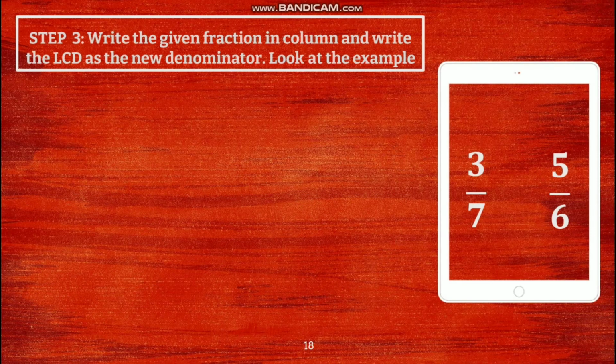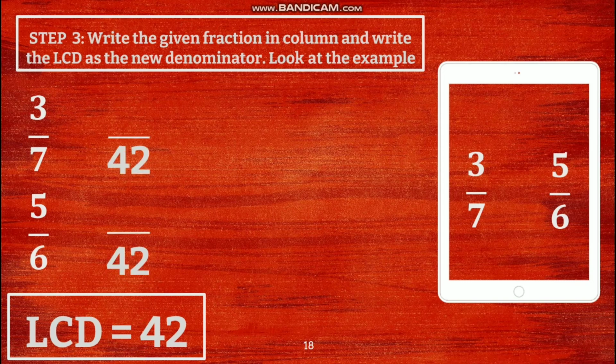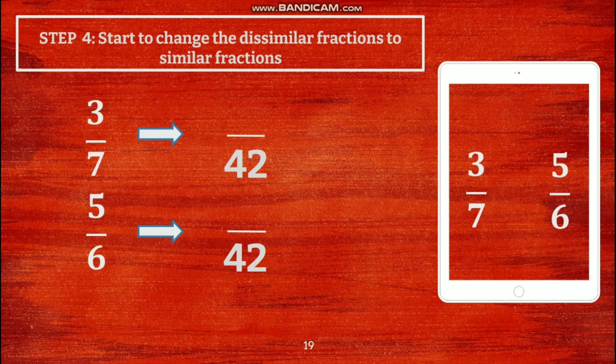Next step, write the given fractions in a column and write the LCD as the new denominator. So our LCD is 42. Write the fractions in a column and then make 42 the new denominator. To get each numerator, we will have to divide the new denominator by the old denominator.